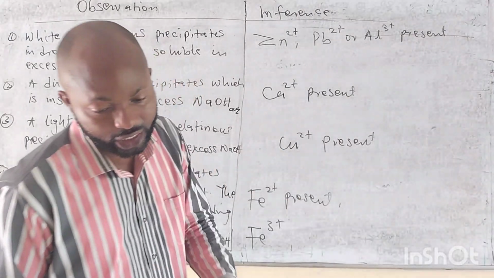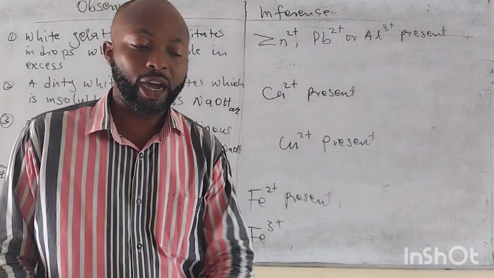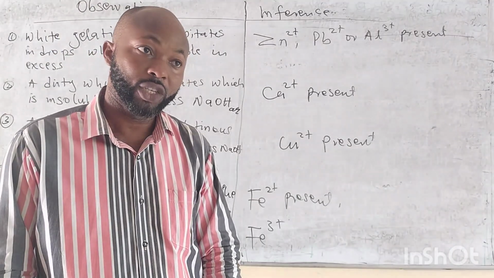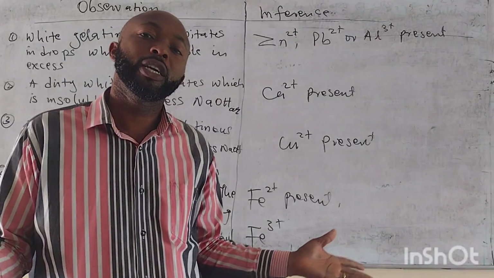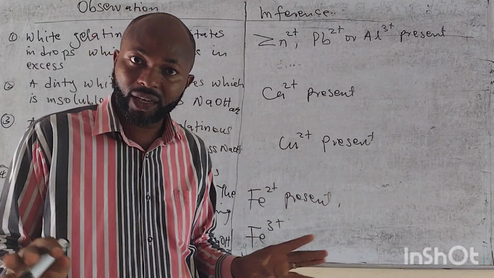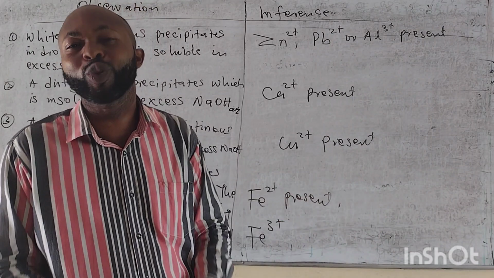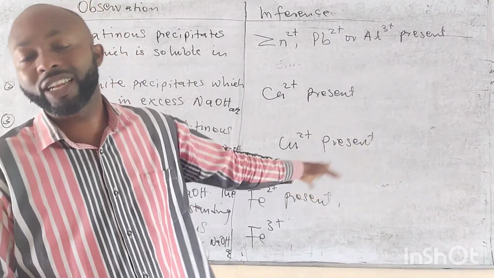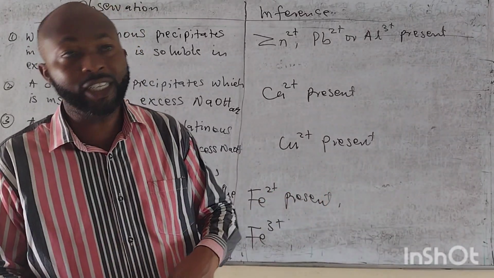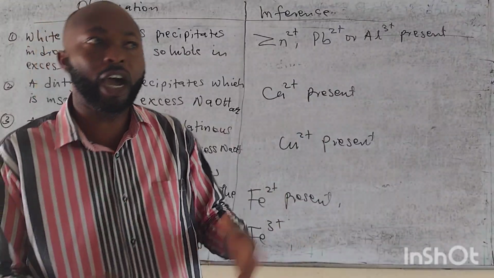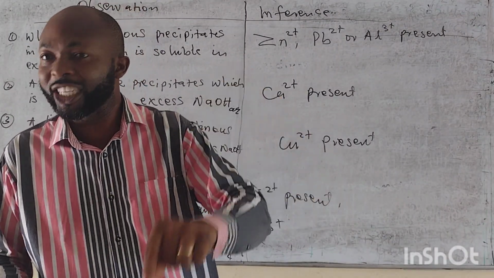Do not forget, it is important that through the reagent, we'll be able to identify the various cations that are present. So it should be in your head: when I say calcium, you say it's a dirty white precipitate in drops and insoluble in excess. You should know that. If I say copper, you say it's a blue gelatinous precipitate in drops, which is insoluble in excess. Iron 2 is green or light green in drops, insoluble in excess. Iron 3 is reddish brown in drops, insoluble in excess. Zinc, aluminium or lead give us a white gelatinous precipitate in drops, which is soluble in excess of what? Sodium hydroxide.